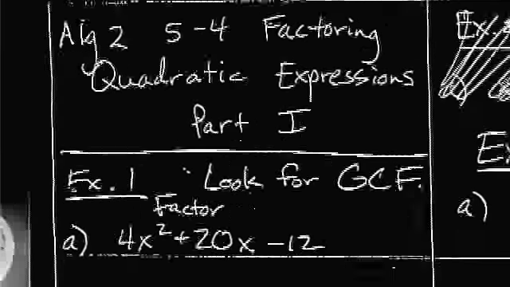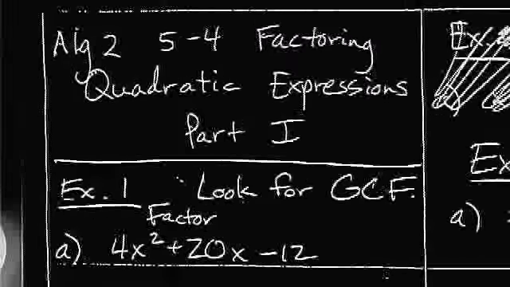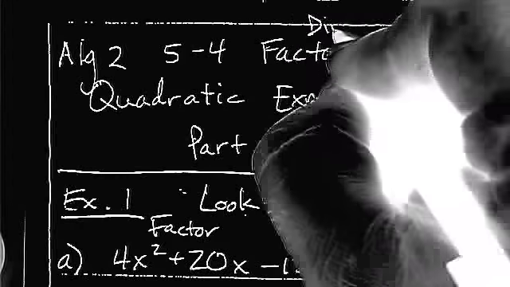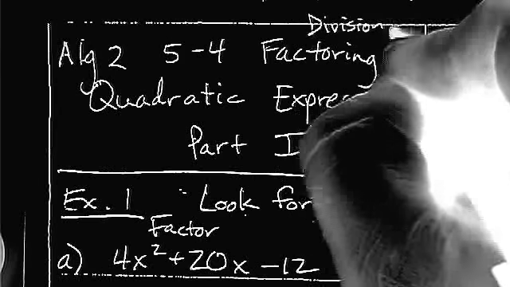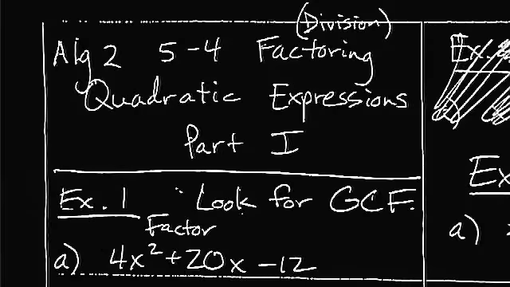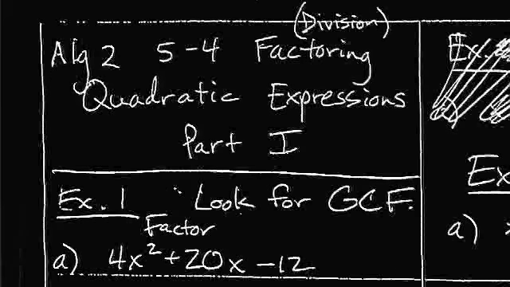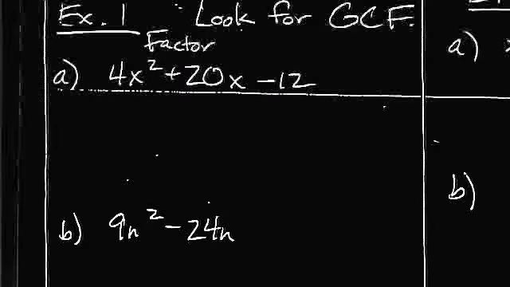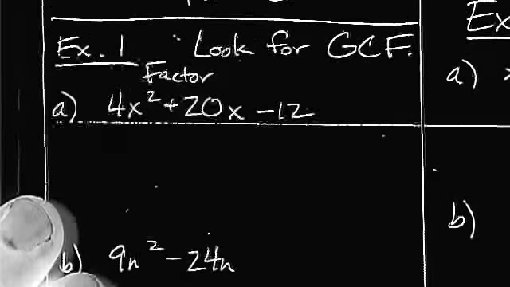The first thing we do when we factor something, just so you understand, is division. That's all we're doing, okay? So keep in mind that factoring is a fancy word for division. You're breaking something up into its natural products, what it multiplies together. When we say product, we're talking about what it multiplies together.